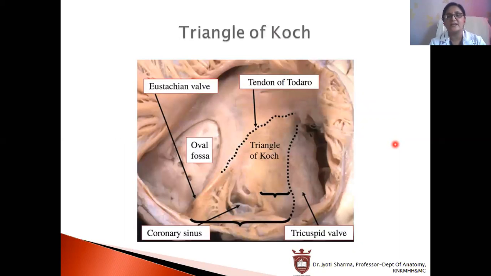Here we can see the triangle of Koch. Here, this is the tendon of Todaro. This is the coronary sinus, and this is the tricuspid valve.